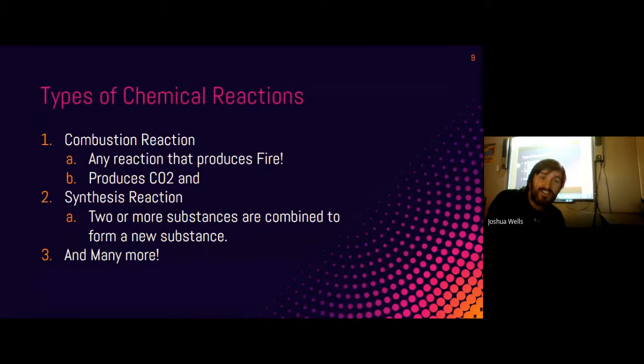The other type is synthesis reaction, where you actually have two or more substances being chemically combined to form a new one. So some of the reactions that we're going to deal with will be a synthesis reaction where we're not producing two new things or two new products. We're just taking two reactants and making one new product.